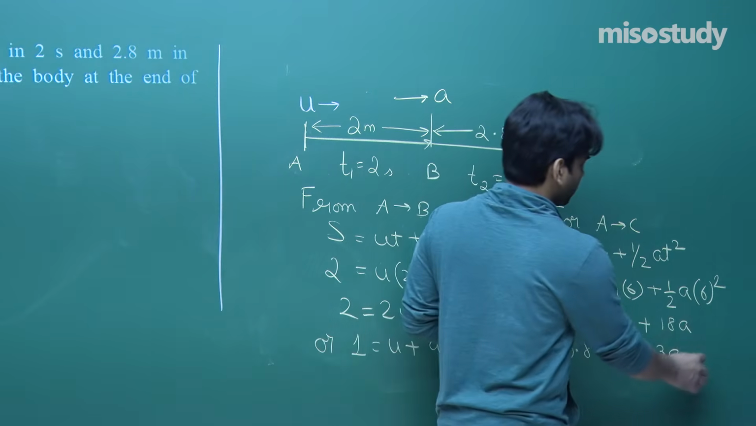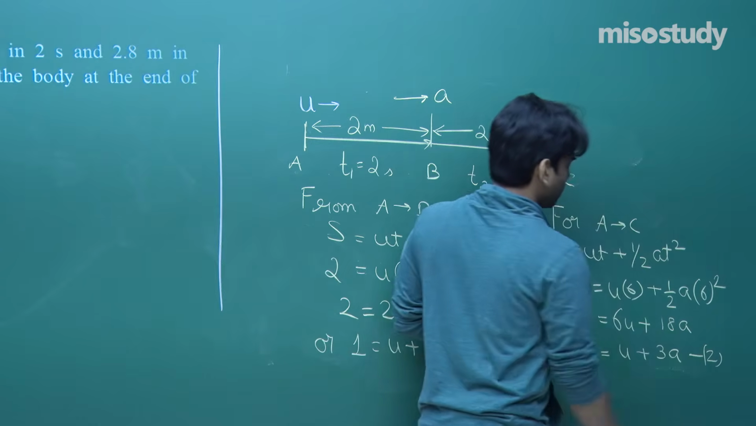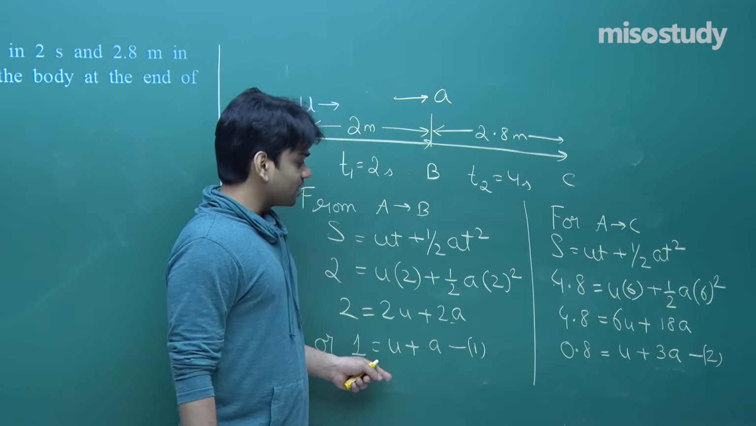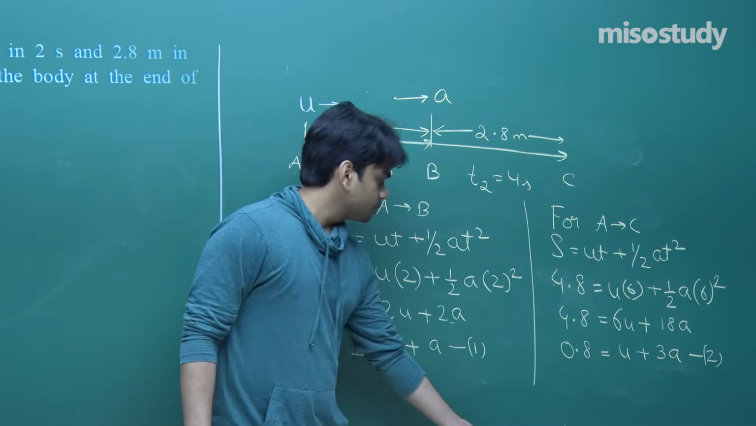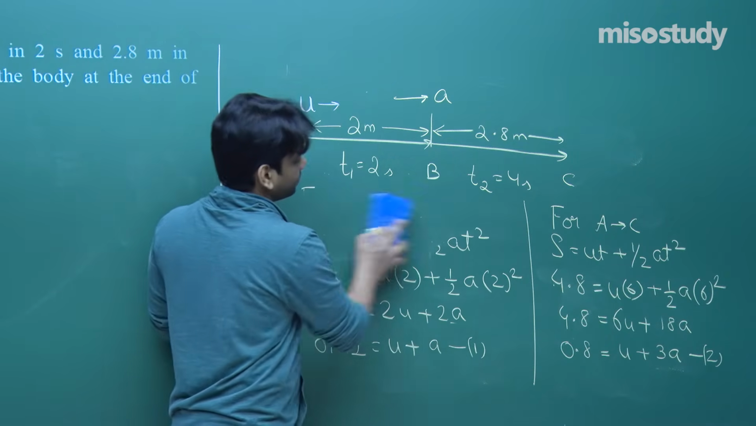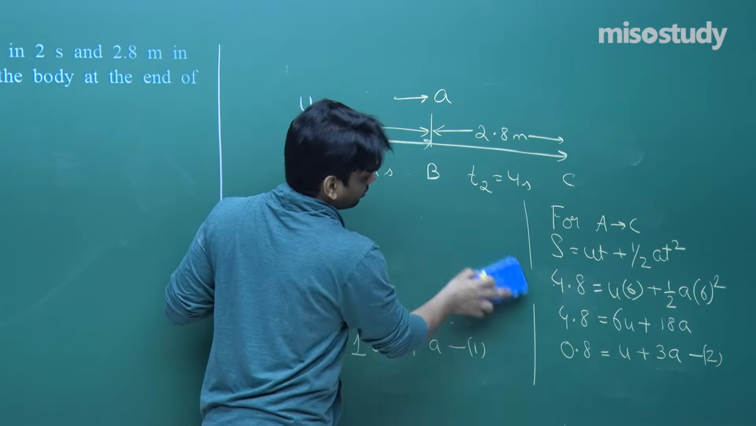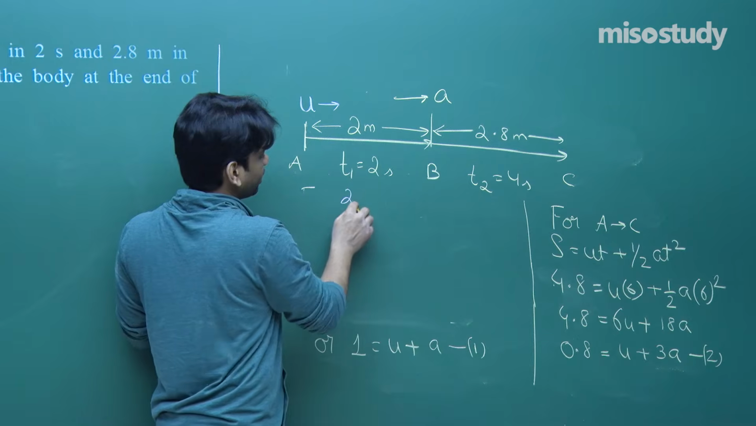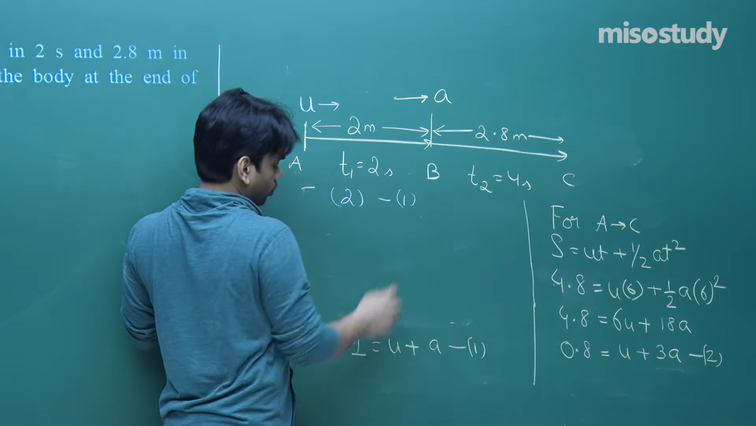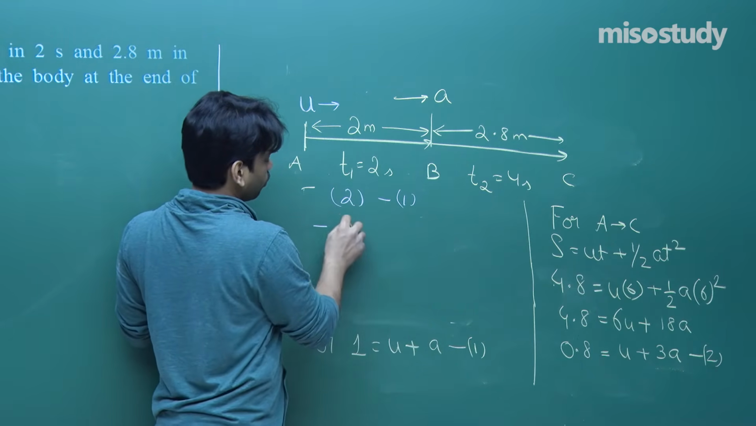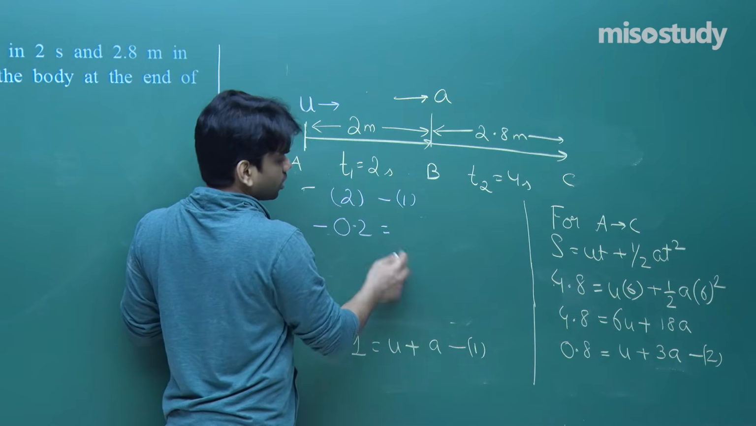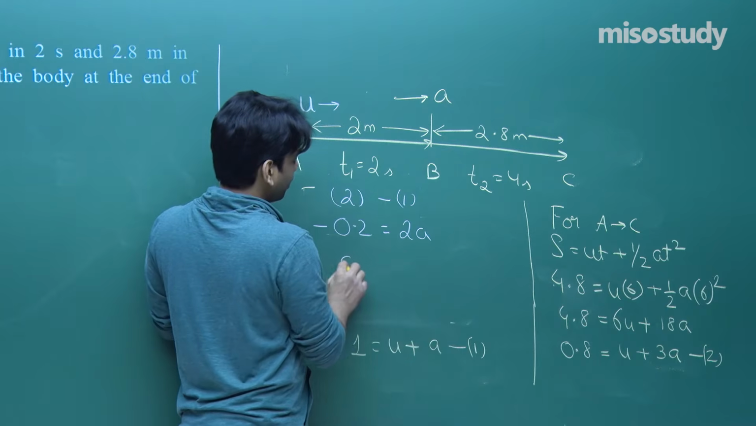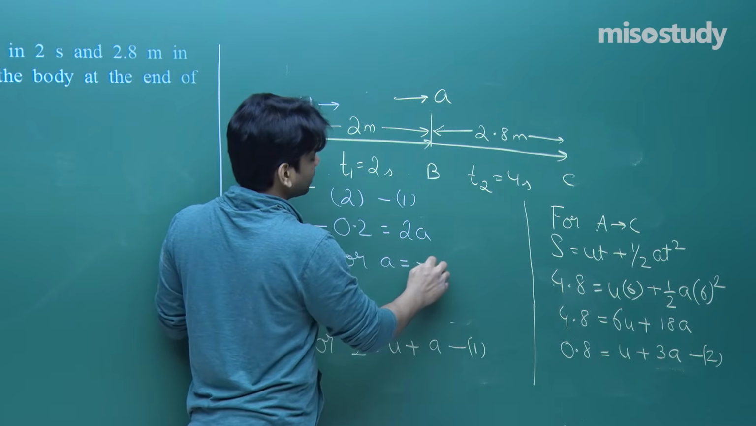Let's say this is equation number 2. Now equation number 2 you have, equation number 1 you have. If we subtract equation number 1 from equation number 2, we will be obtaining, let me show you the rest of the part here with a different color. We are subtracting equation number 1 from equation number 2. 0.8 minus 1 will give you minus 0.2. U will be cancelled out. 3a minus a will give you 2a, so a is equal to minus 0.1.